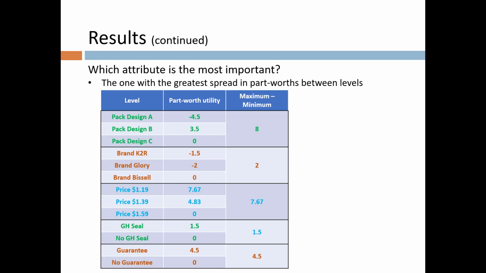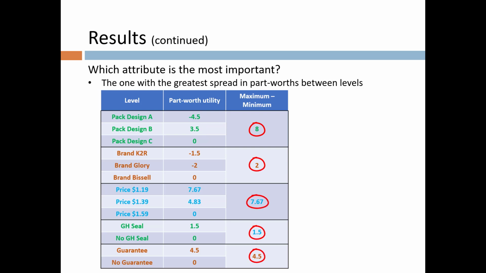A third goal of conjoint is to identify which attributes are most important to consumers. Here, rather than directly measuring importance, we use the coefficients or part-worth utilities to infer the importance of attributes. The criterion for importance is the difference between the highest and lowest part-worth utilities for each attribute. The bigger the difference, the more impact that attribute has on preference. For example, in pack design, the highest part worth is 3.5 and the lowest is minus 4.5. So the spread or difference between them is 8 units, 3.5 to minus 4.5.